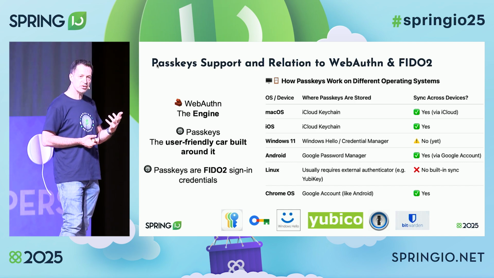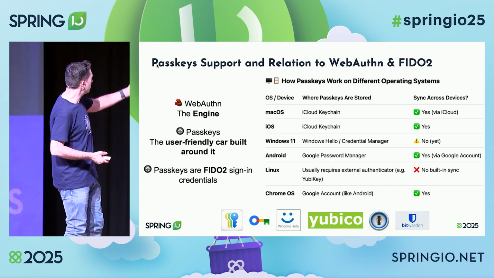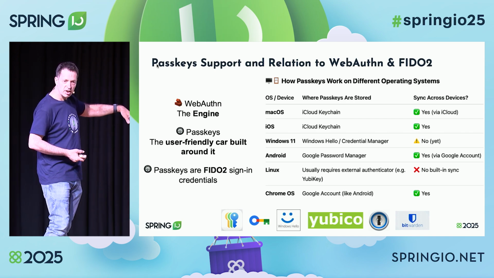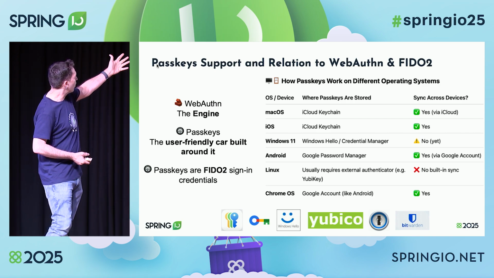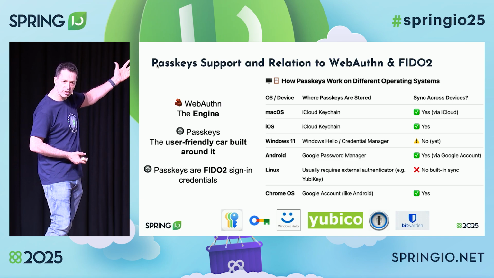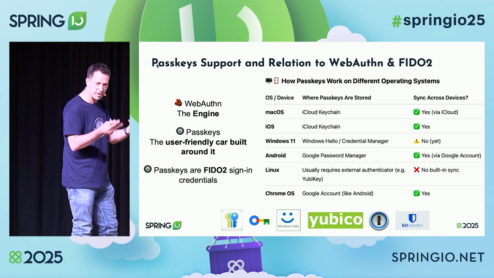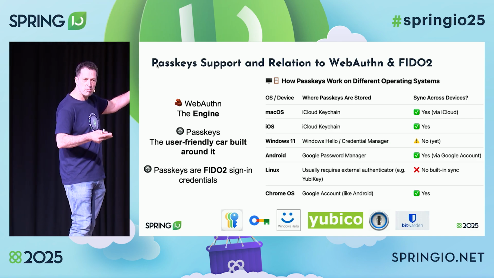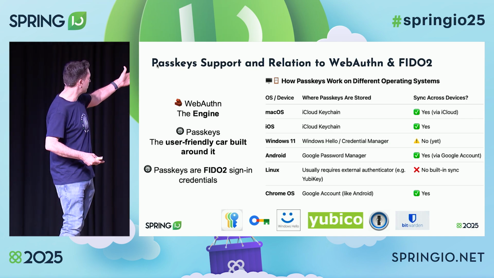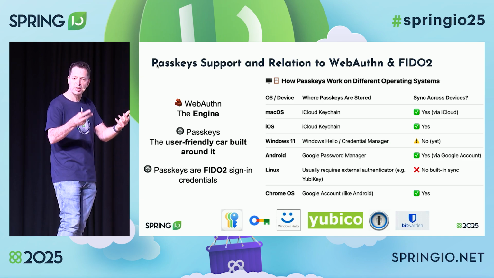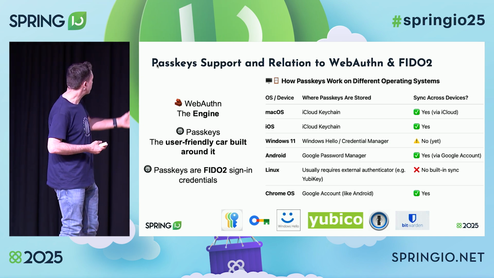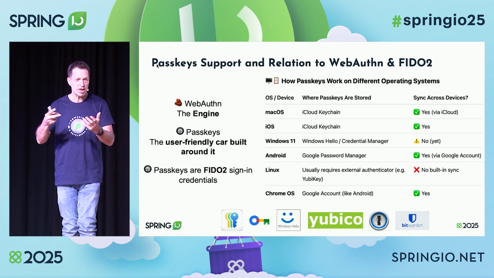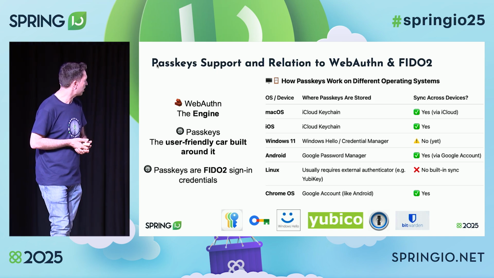I'm often asked how these different terms relate. You hear about WebAuthn, you hear about Passkeys, you hear about FIDO2. That's why I've written: WebAuthn is really the engine behind all that stuff. It has the basic specifications, the basic implementations of all. Passkeys is more like a marketing word. It's the user-friendly car built around the motor engine. And Passkeys are really the FIDO2 sign-in credentials. FIDO2 really defines how the credentials should look.